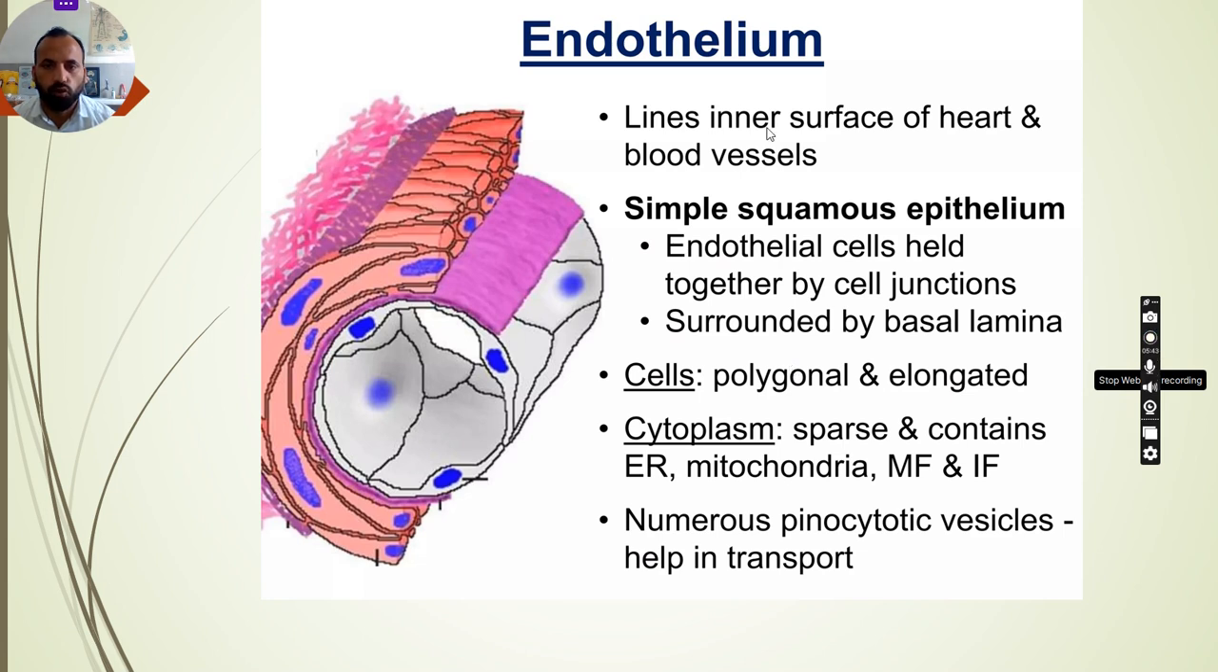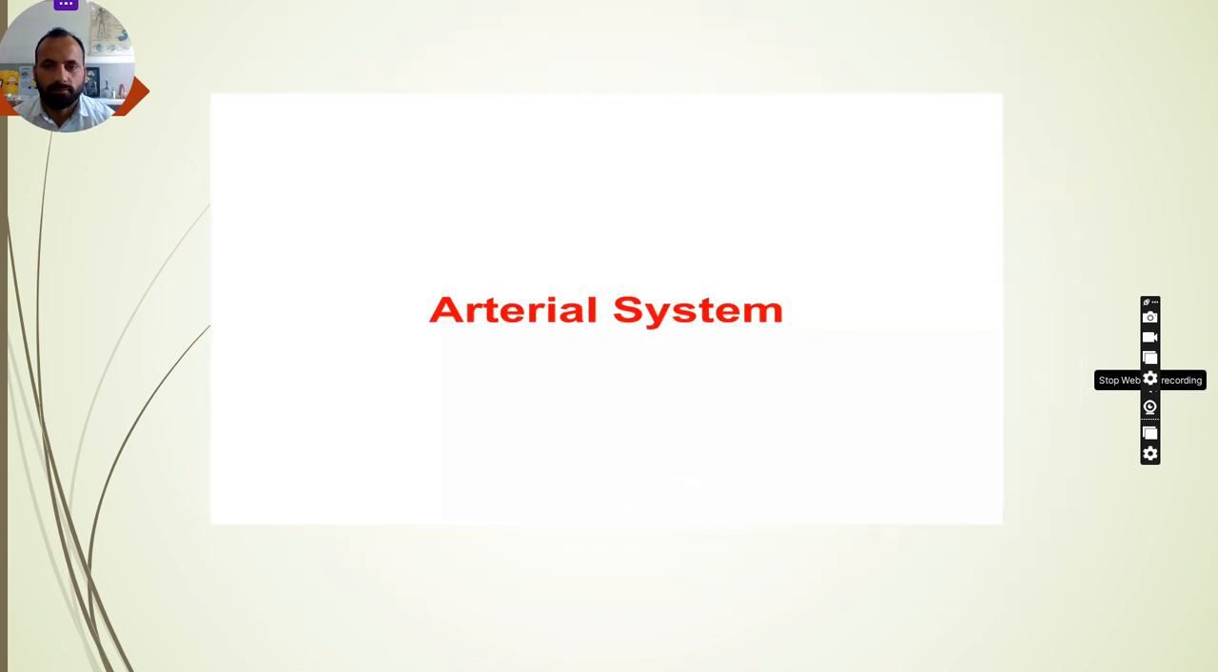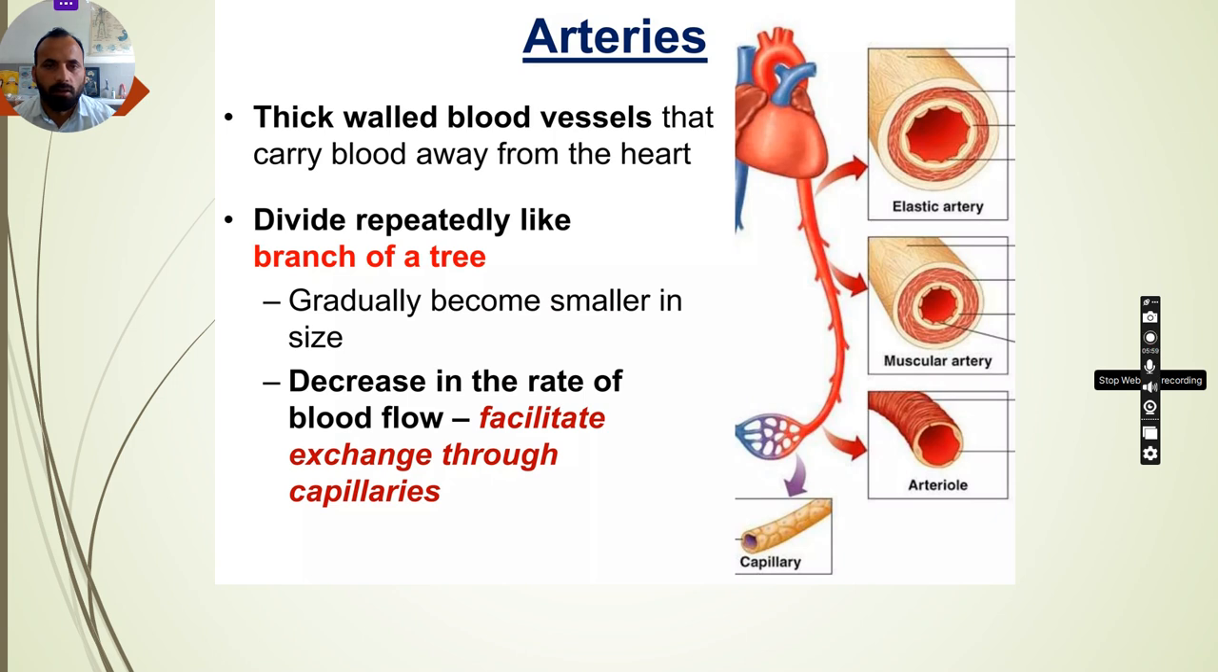To talk about the endothelium, the innermost lining, what I told you is that it will be made up of the simple squamous type of epithelium, and it will have the cytoplasm, endoplasmic reticulum, mitochondria, and other things in these endothelial cells. So coming to the first system, that is our arterial system.